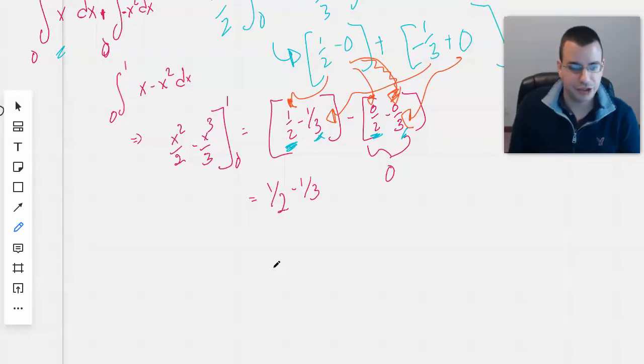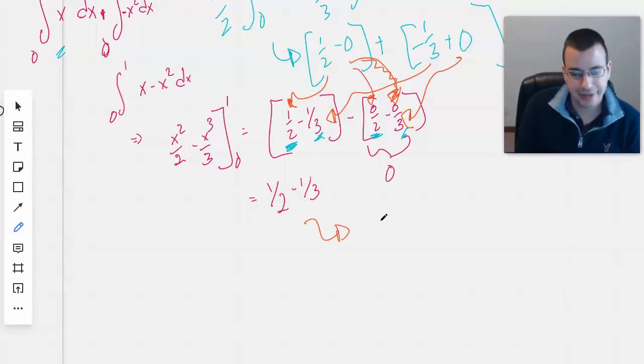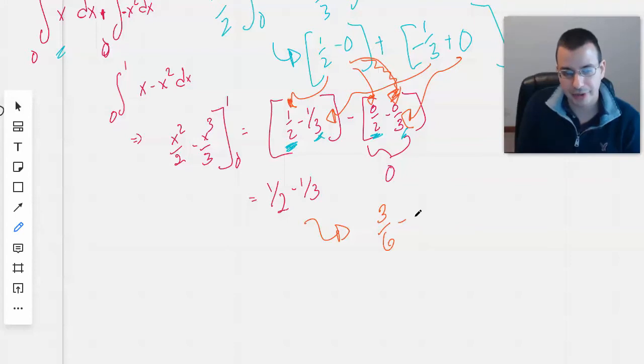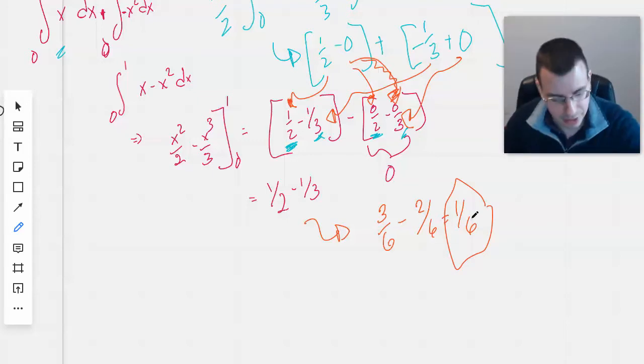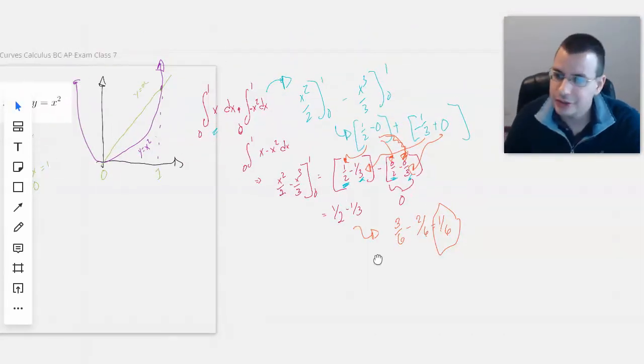Well, I guess I should finish the problem up just because it's probably bothering people sitting there. So we go with a common denominator. Denominator is the thing on the bottom. 3/6 minus 2/6 equals 1/6. Huzzah! Win. Okay, feel comfortable?